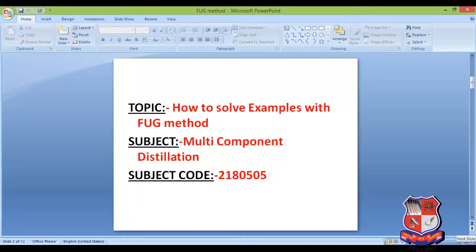It's studied in the subject multi-component distillation. The subject code is 2180505. See, the FUG method is a shortcut method to determine the number of theoretical stages for a given reflux ratio, right? So in that way, we study the FUG method also, and we try to learn how to solve the example with the FUG method. Also, I think in PED 1, this method also comes to students for the 6th semester. So this lecture can be useful.